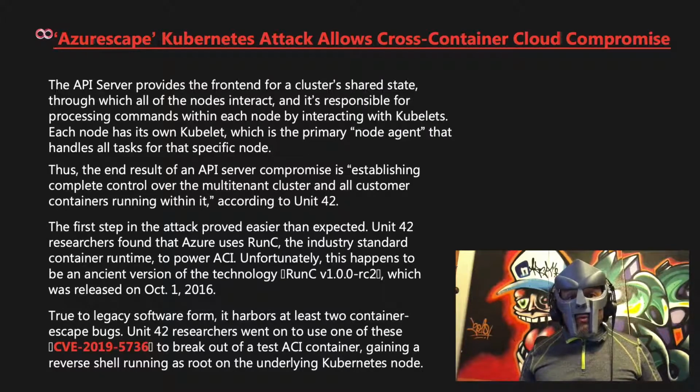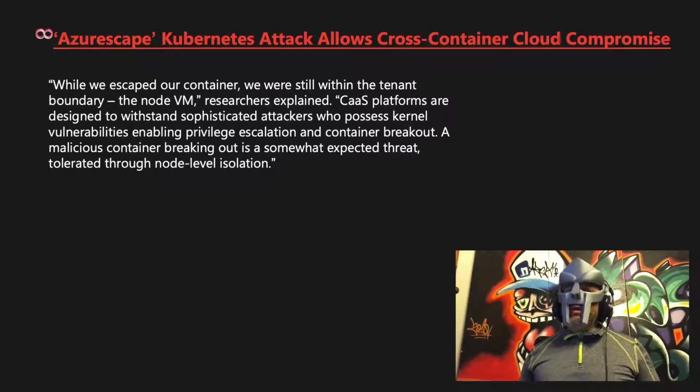Unit 42 researchers went on to use one of these, which is CVE 2019-5736, to break out of a test ACI container, gaining a reverse shell running as root on the underlying Kubernetes node. While we escaped our container, we were still within the tenant boundary, the node VM, researchers explained.